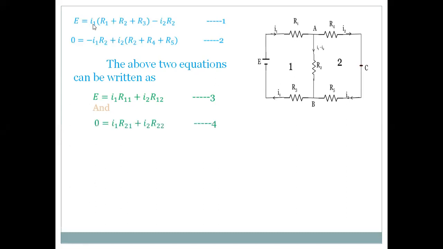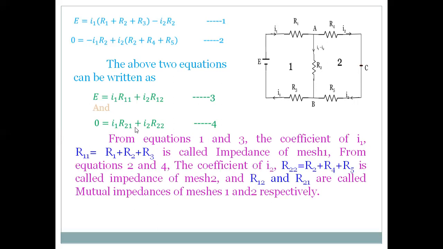From the second equation, we get 0 is equal to I1 R21 plus I2 R22. Here R22 is called the impedance of mesh 2. Here R12 and R21 are there, where R12 is equal to minus R2 and R21 is equal to minus R2. R12 and R21 are the mutual impedances of meshes 1 and 2 respectively. So this is the application of the mesh current method.